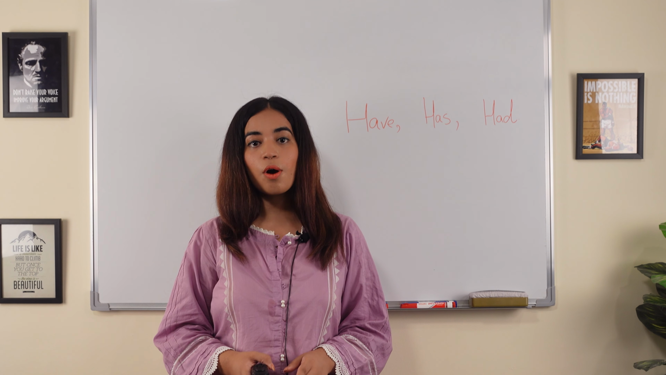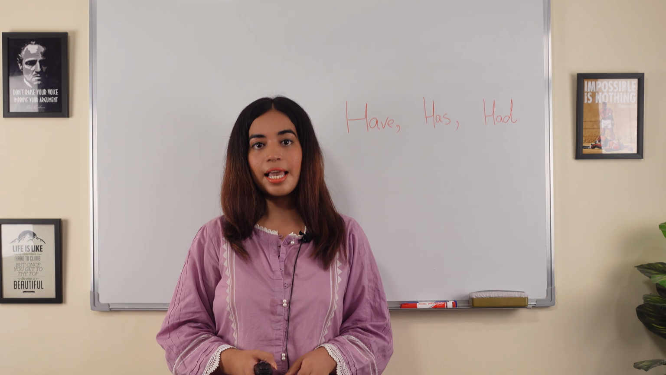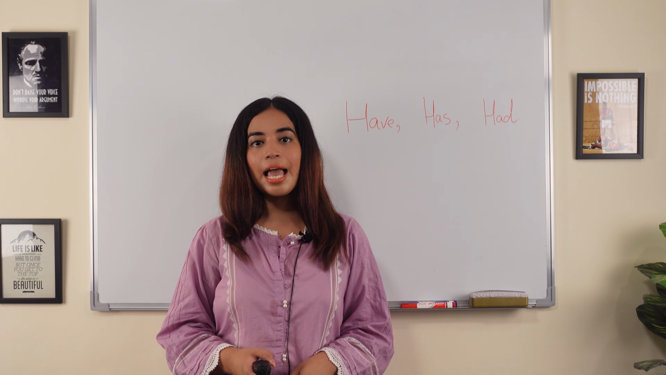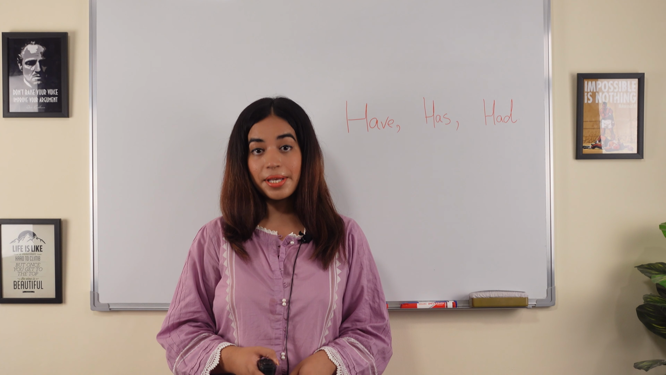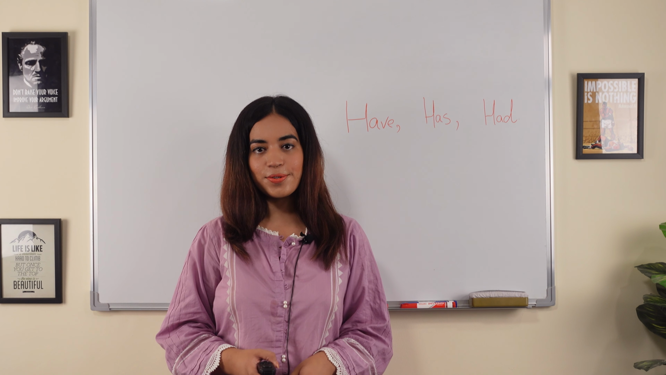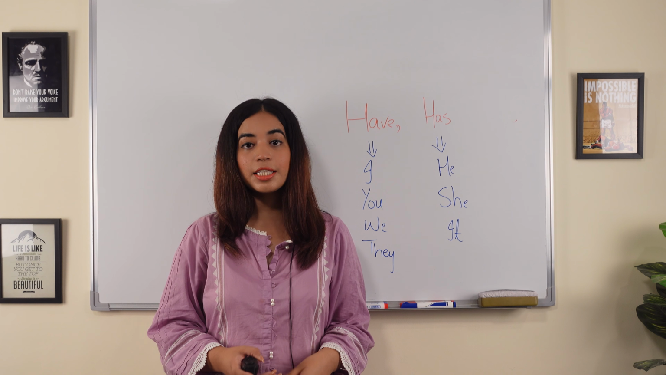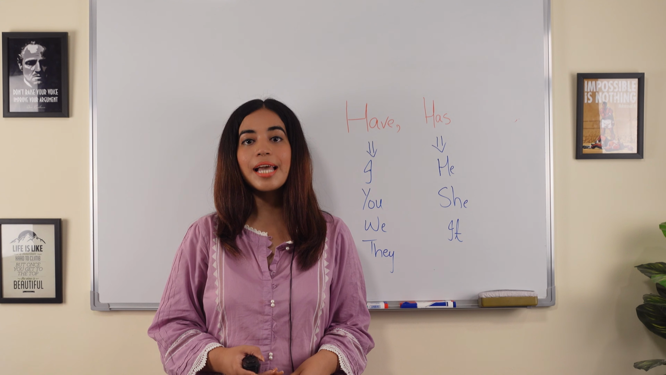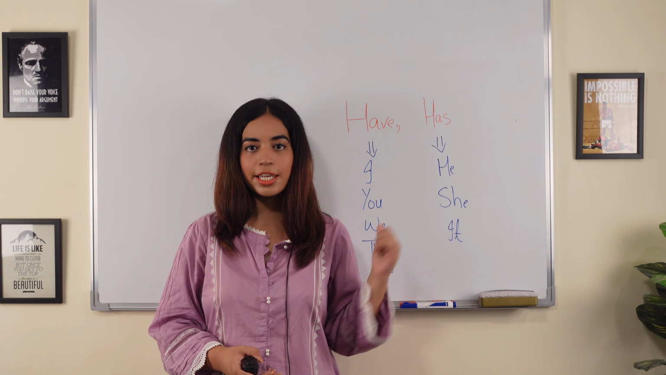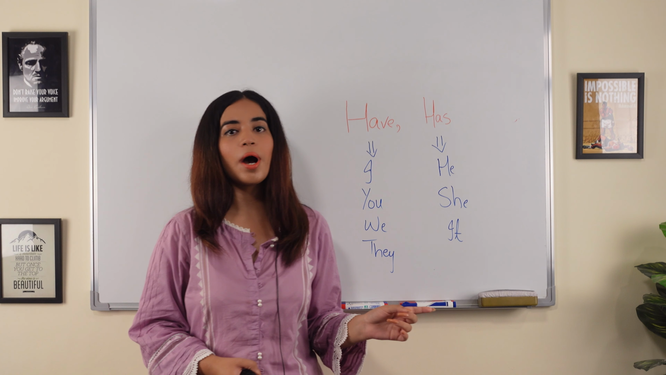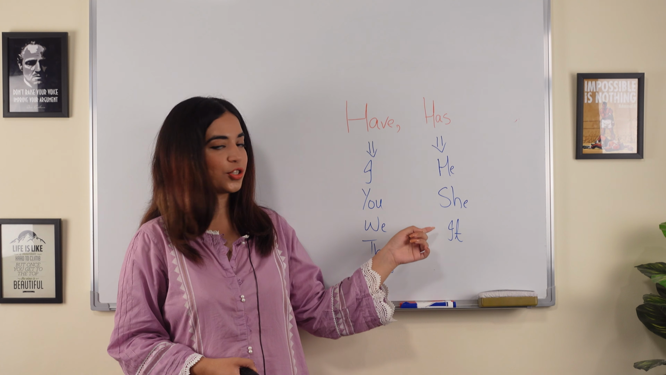Remember, in English, verbs change based on tense and the subject of the sentence. Have and has are used in the present tense while had is used in the past tense. Firstly, we have and has. They are both present tense, but have is used with the pronouns I, you, we and they, while has is used with he, she and it.